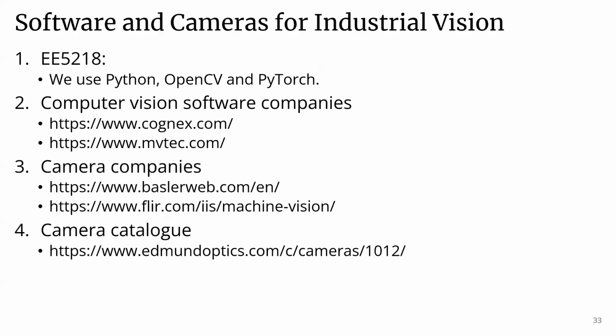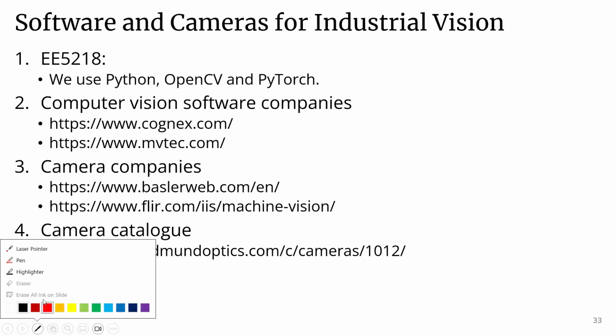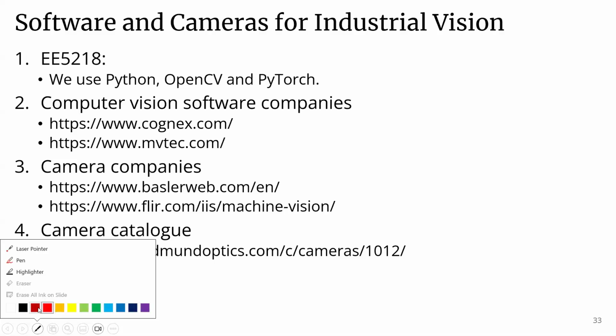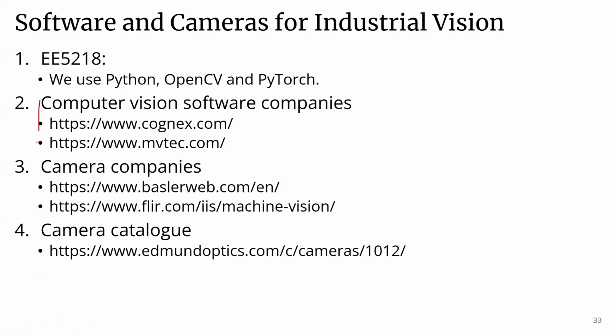And computer vision software companies are there. These are good if you want to go into industrial vision. These ones, and camera companies. Also, I have listed these camera companies, and then camera catalogs and so on here.